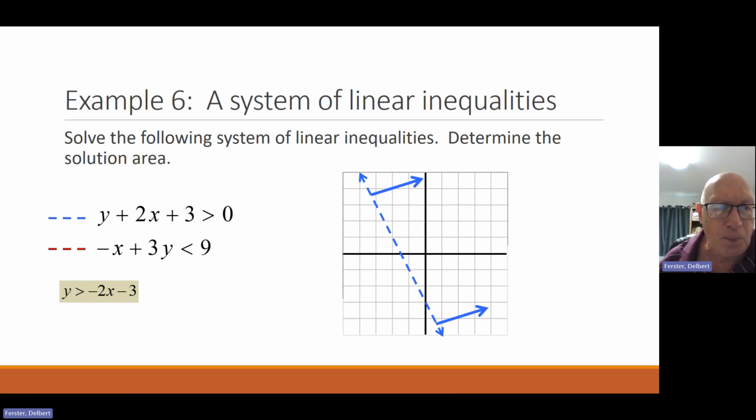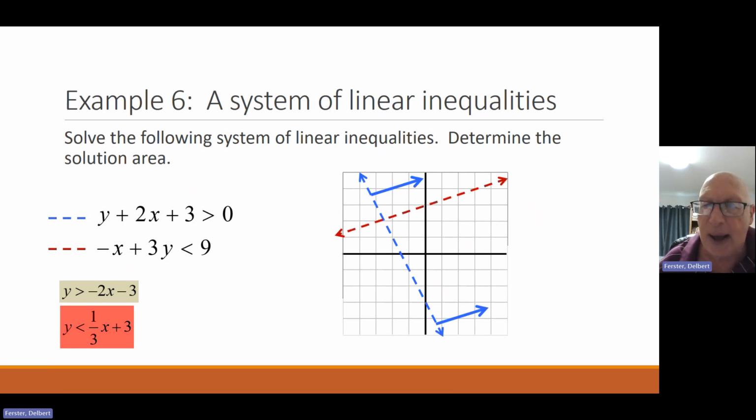Second one, again, you probably want to get y by itself. So you'd add x, and you divide by 3. Your y-intercept's at 3, slope's a third. So your first dot's on the y-axis at 3. From there, you'll go up 1 and right 3. That locates your second line.